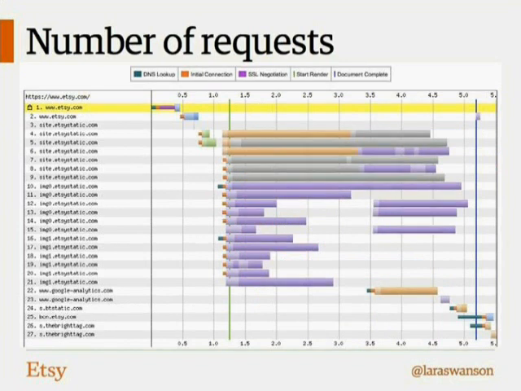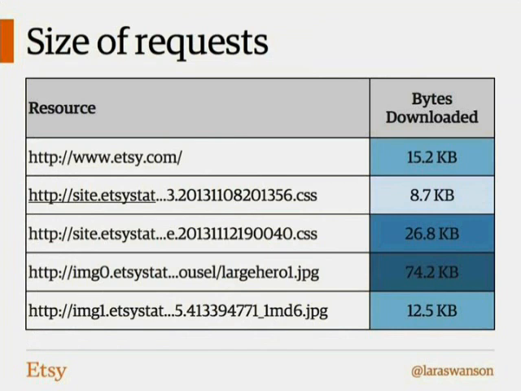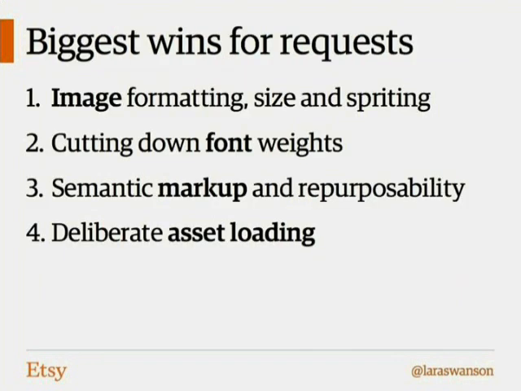We're also aiming to optimize the size of each request. Here are some examples of CSS and image files that we load on the Etsy.com homepage and how large they are, ranging from just 8K to more than 70K. The bigger each request is, the longer it will take for the page to complete rendering. So here's what we're going to walk through. The biggest wins that you can optimize for include image formatting, size, and spriting, cutting down on font weights, semantic markup and repurposability, and deliberate asset loading.